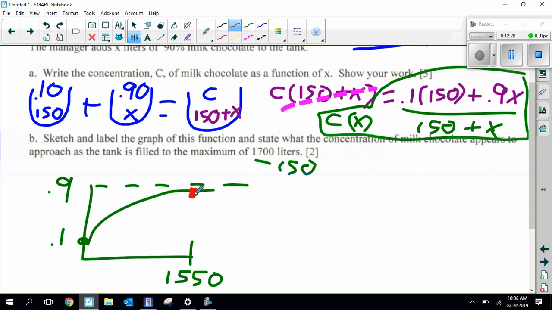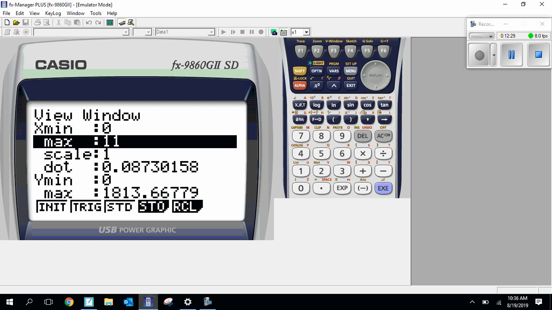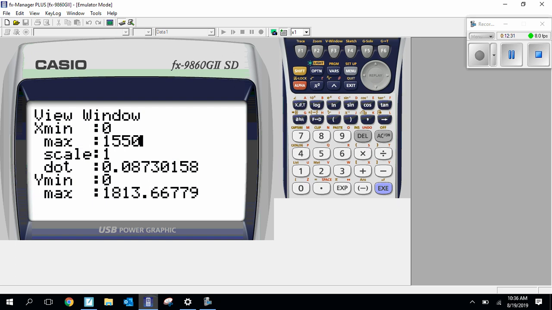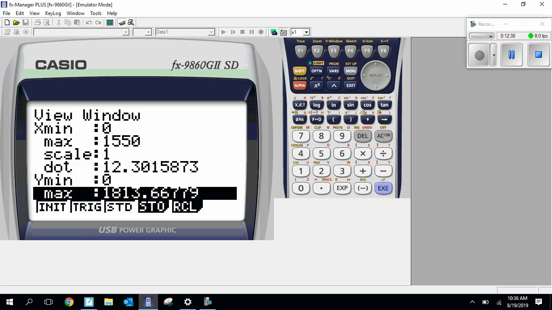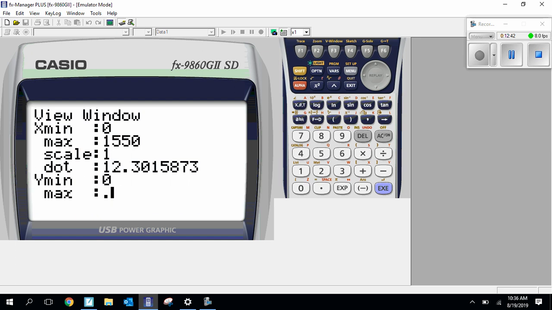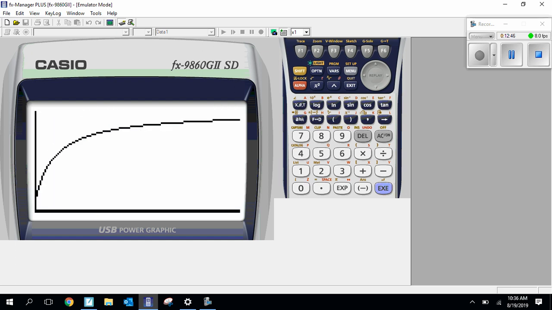So we know everything now about this graph. We've set up our window. X is 0 to 1550. Our y's also from that. You could do a zoom auto, but we also know our y's just by looking at it. It goes from like 0.1 to 0.9. You can do 0 to 0.9, whatever you want to do with that. So there's our graph, just like what we sketched.